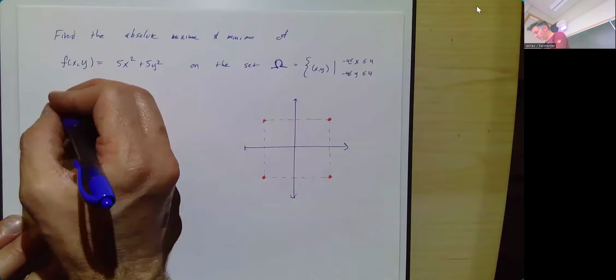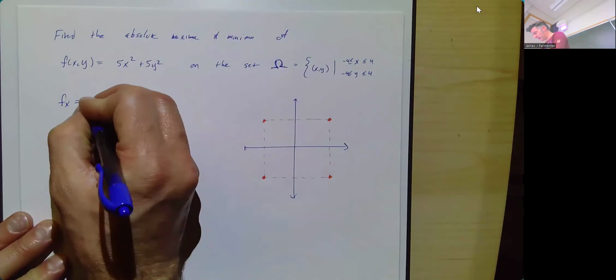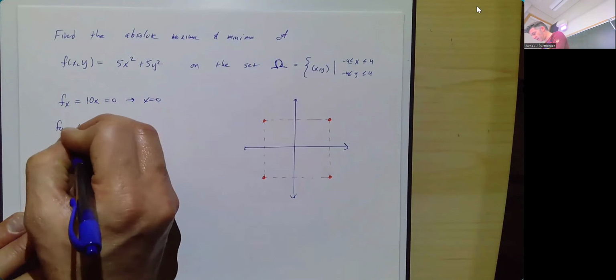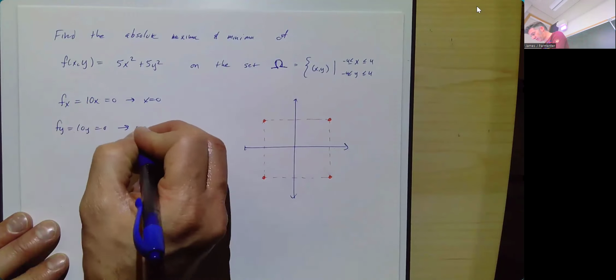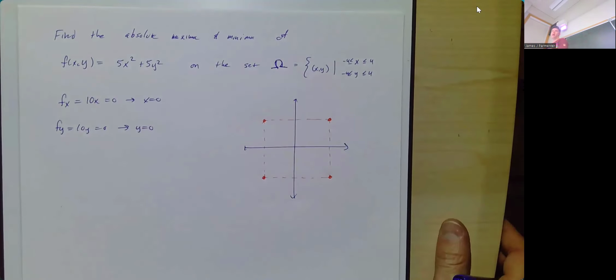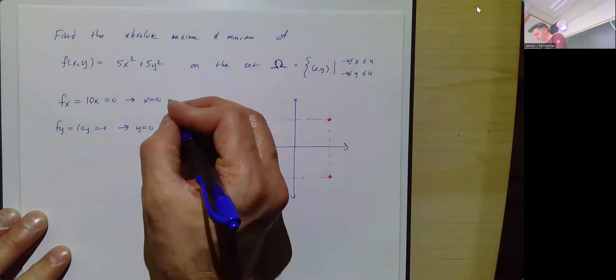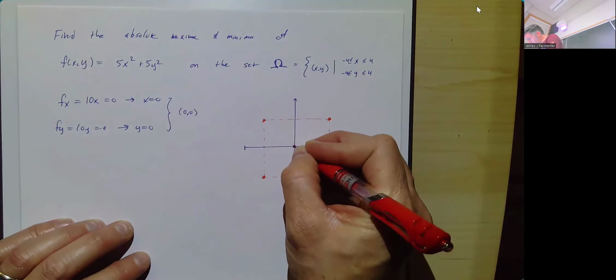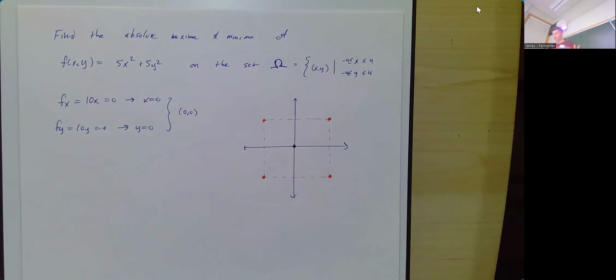So if I find my partials, fx is 10x, set that equal to 0, you get x equal to 0. fy is 10y, set that equal to 0, you get y equal to 0. So (0, 0), right? And then you also have to test any points along the walls. And here's what I mean by this. Let me just show you really quickly because it'll be faster than me drawing them.